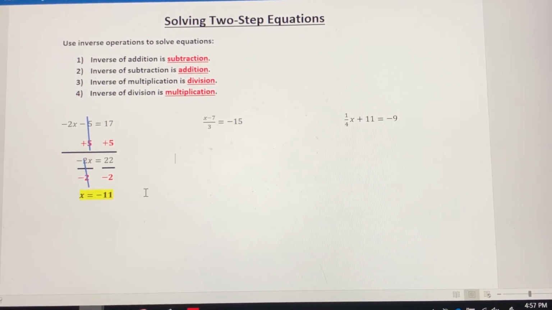Just like before, you always want to check your work. Plug that back in. Negative 2 times negative 11 is positive 22. 22 minus 5 is 17. That's true, so my answer is correct.